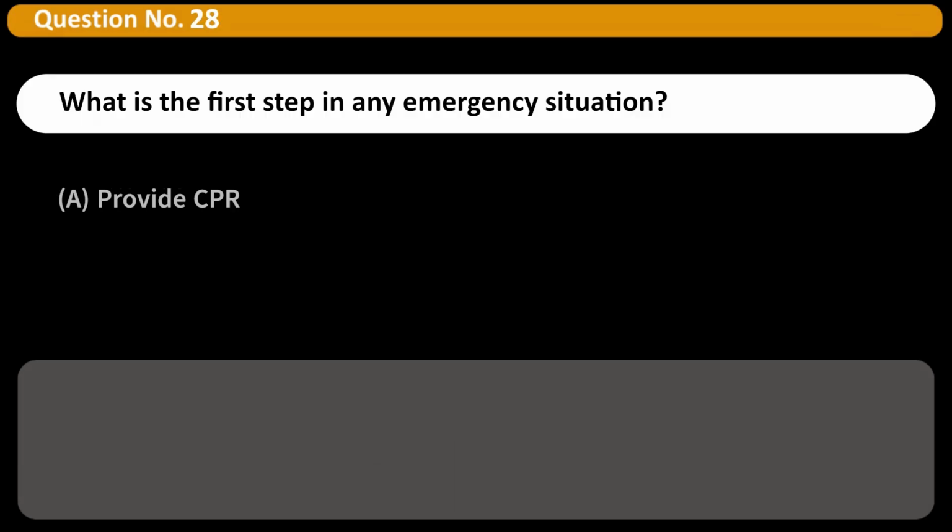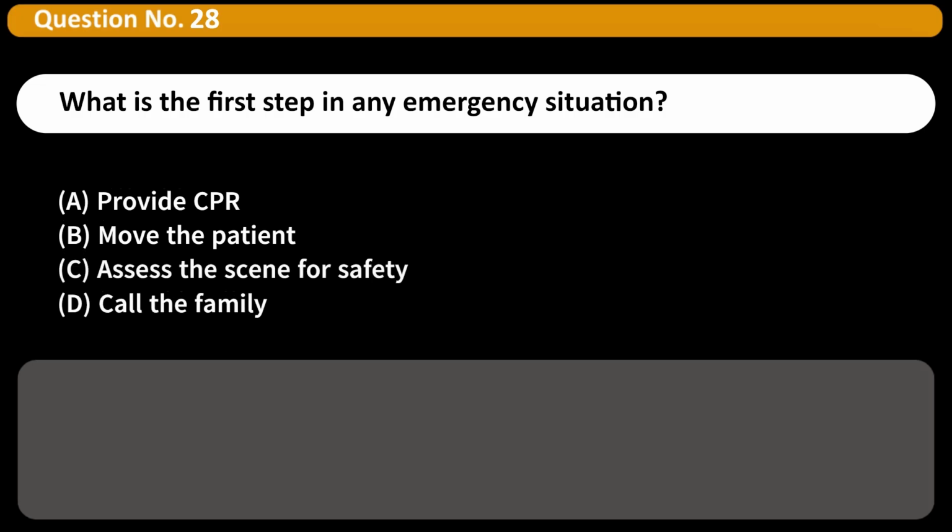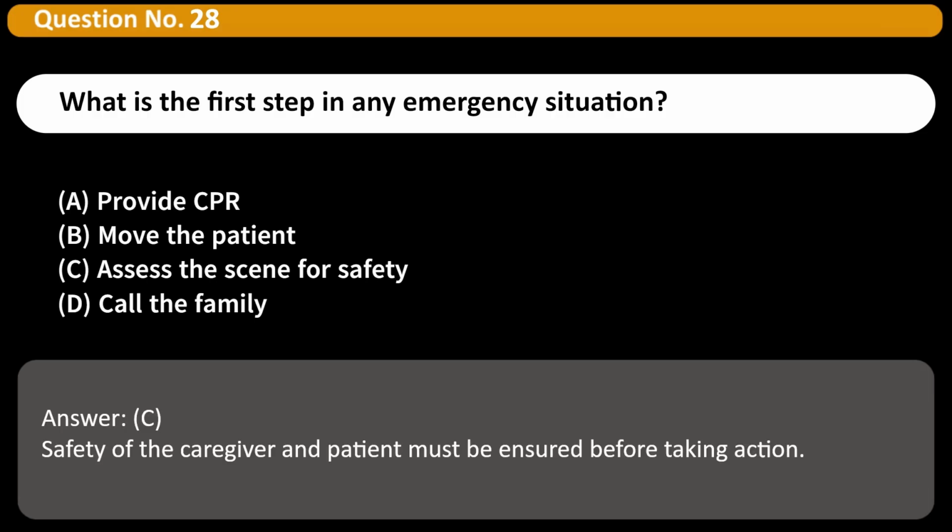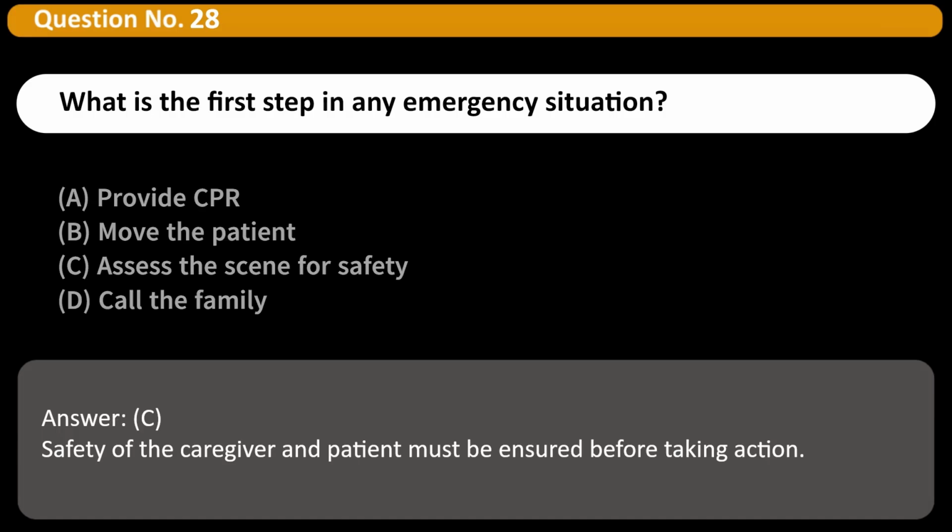What is the first step in any emergency situation? A. Provide CPR. B. Move the patient. C. Assess the scene for safety. D. Call the family. Answer C. Safety of the caregiver and patient must be ensured before taking action.